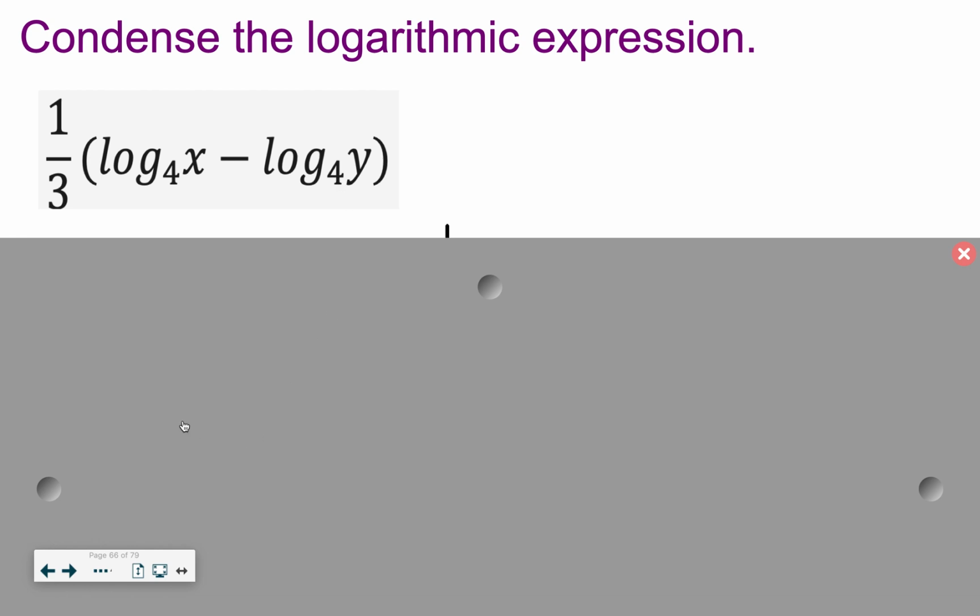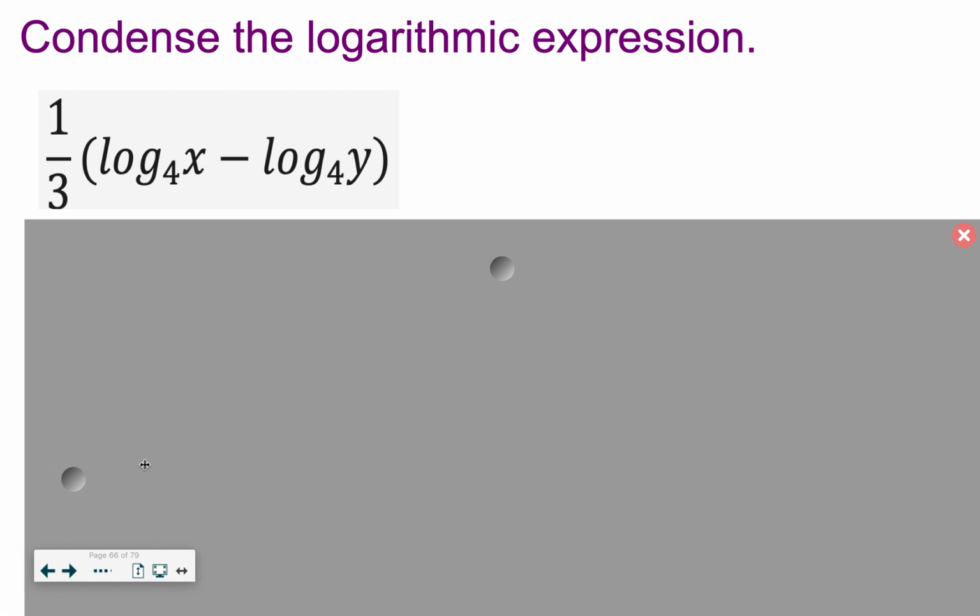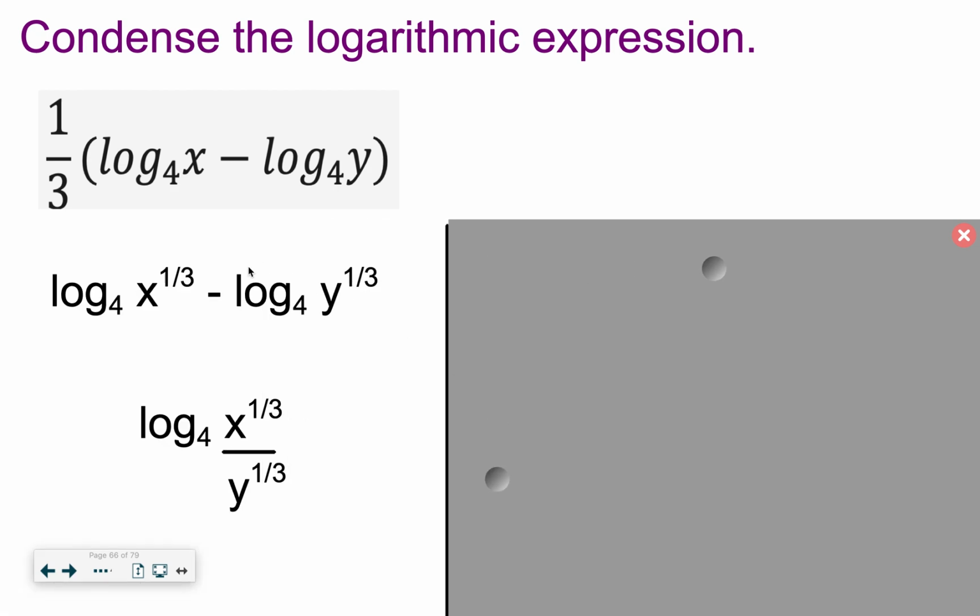So first option on this one is, I'm going to just go this way first. Okay, so your first option is this number out front of a log is a power. So if you take the 1/3 and bring it back to be an exponent, I'm using the power property, and you can use them both ways. You can expand them or condense them. So I brought this to the x, and because there's parentheses around this whole thing, that means this 1/3 power also goes to the y.